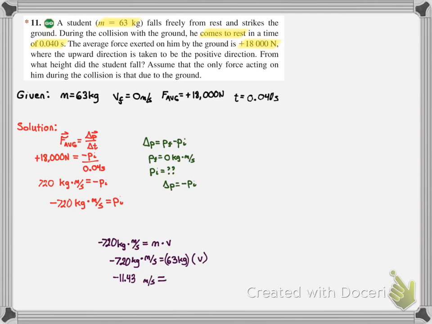So we calculate that he hit the ground at about 11.43 meters per second. It's negative because he's hitting the ground and his velocity is pointing down. Now, he hit the ground at 11.43 meters per second, and he was in free fall, and he started from rest. So we can use our kinetic energy equation and then use potential energy to find out what his height was initially, or we can also use our kinematic equation.